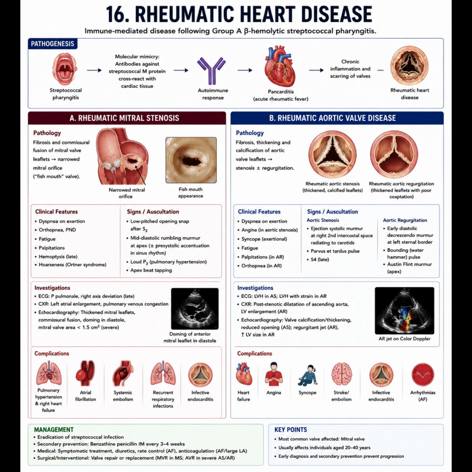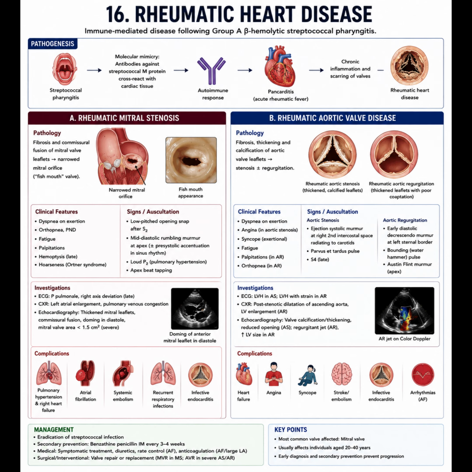Next is rheumatic heart disease, in that first is rheumatic mitral stenosis, in that fibrosis and commissural fusion of mitral valve leaflets and narrow mitral orifice. ECG shows P pulmonale, right axis deviation, and chest X-ray shows left atrial enlargement and pulmonary venous congestion.